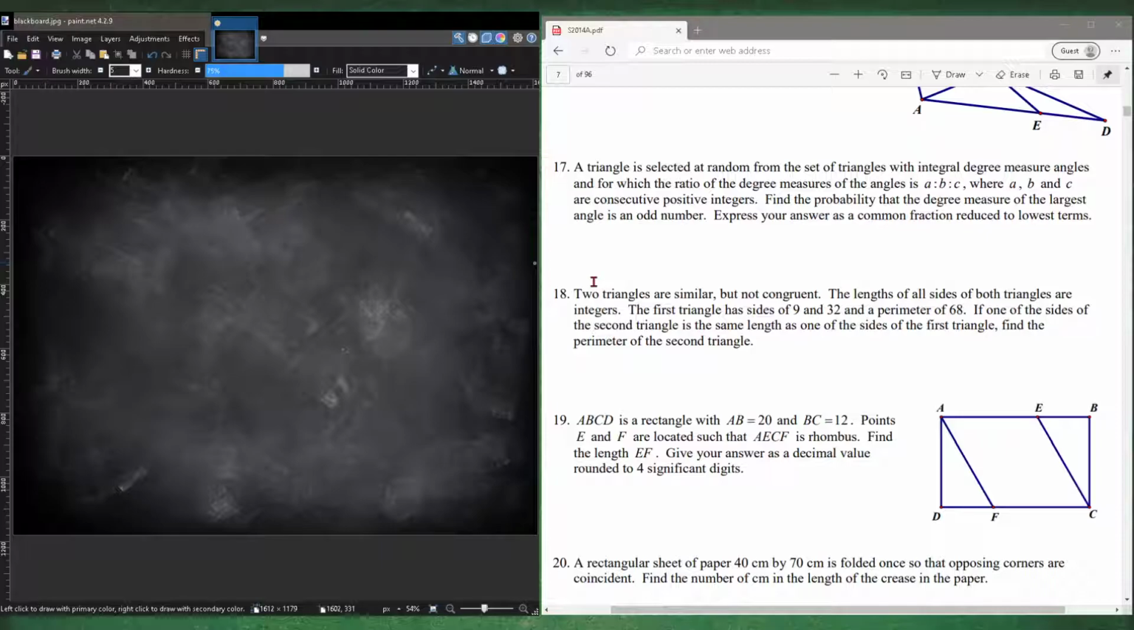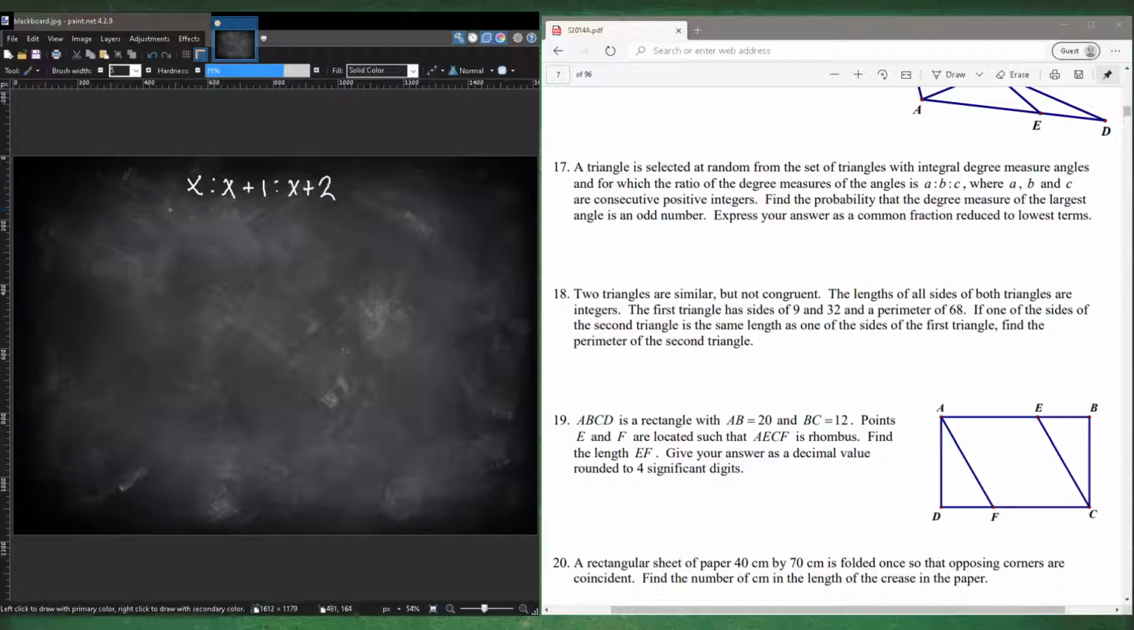Number 17. A triangle is selected at random from a set of triangles with integral degree measures for which the ratio of the degree measures of the angles is a to b to c, where a, b, c are consecutive positive integers. Find the probability that the degree measure of the largest angle is an odd number. Okay, so since a, b, and c are consecutive positive integers, we could just write it as x, x plus 1, x plus 2.